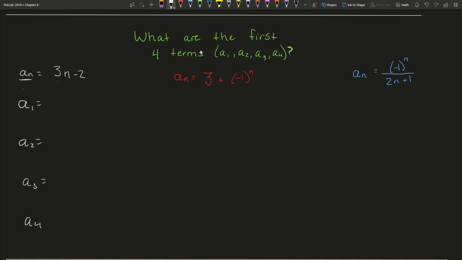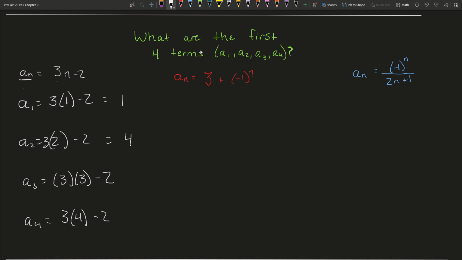a number. All right, so a1 is just 3 times 1 minus 2. a2 is 3 times 2 minus 2. All the way down. And then obviously we just simplify. Okay, so this is like the most basic thing that we can do with sequences, is just define a certain number of terms given a rule.